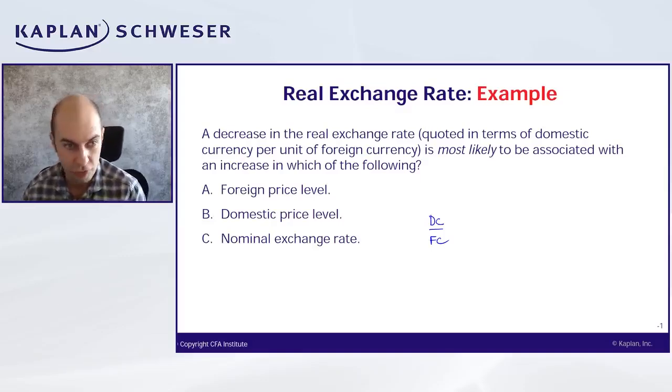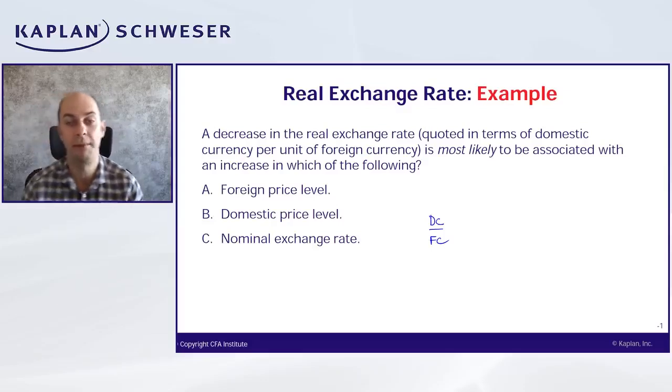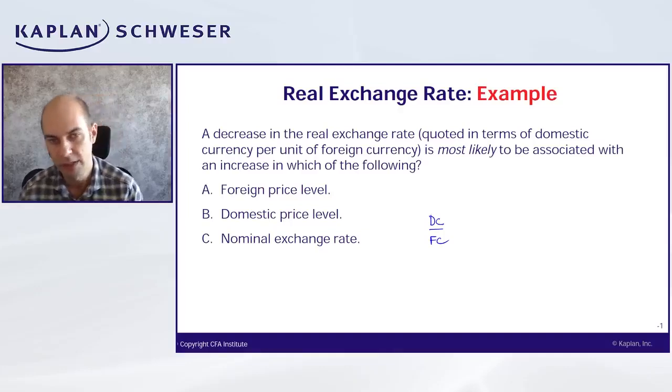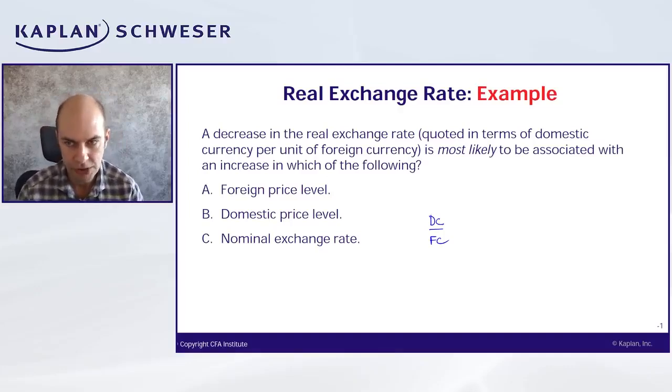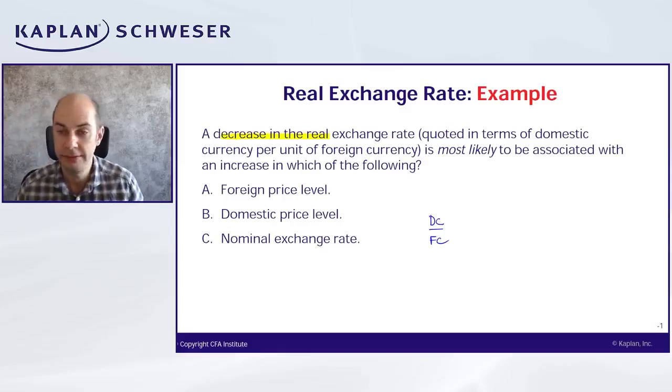So it's arbitrary, and that's why I normally don't recommend students solve problems by thinking about domestic and foreign. But sometimes questions are worded that way, and you have to sort of play by the rules of the game. So here you've got domestic over foreign, and we need to figure out what will cause a decrease in the real.